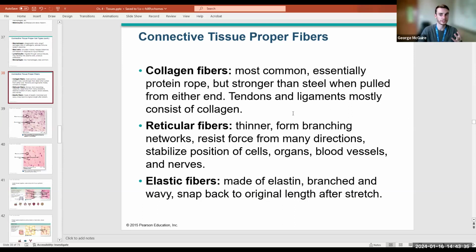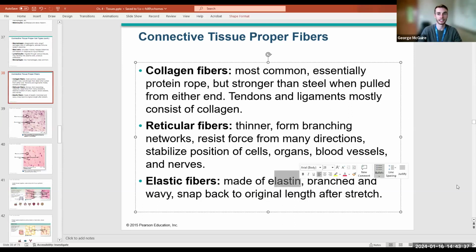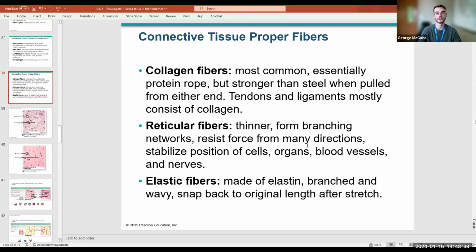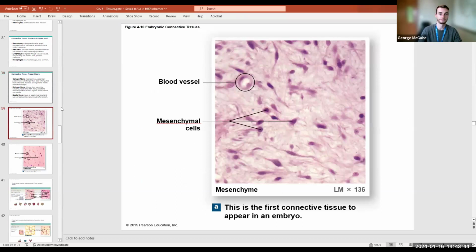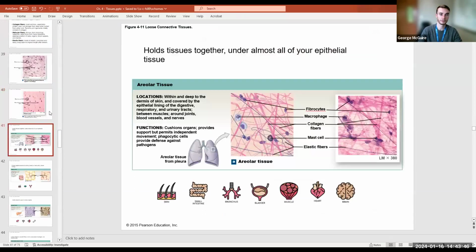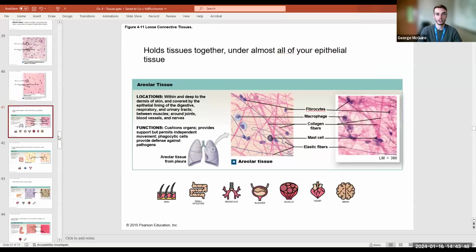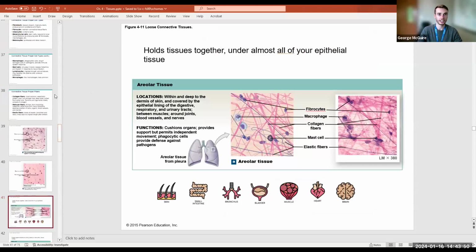So these are all made of types of protein. We have elastin, making up elastic fibers, collagen, made of collagen, and reticular fibers. Okay, skip through images.